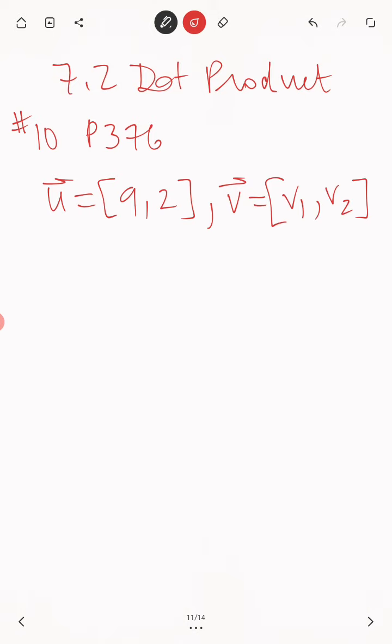So we'll just let any vector v be v1, v2. And since I want that vector to be perpendicular to u, then I know that I want the dot product of those two vectors to be 0. And so to calculate the dot product of those two vectors, I would just do the first component of u times the first component of v plus second component of u times second component of v equals 0. And so I need to find scalars v1 and v2 such that they satisfy this equation. They make it equal to 0.